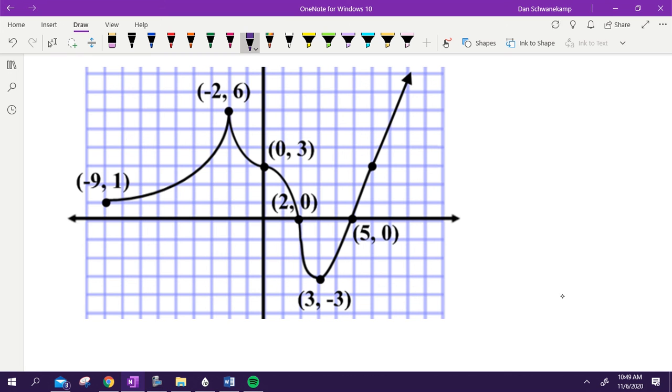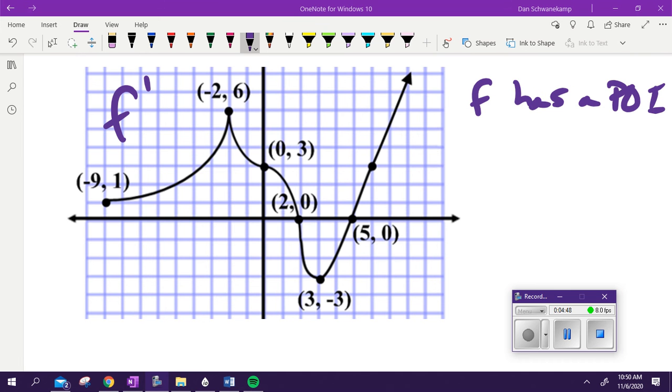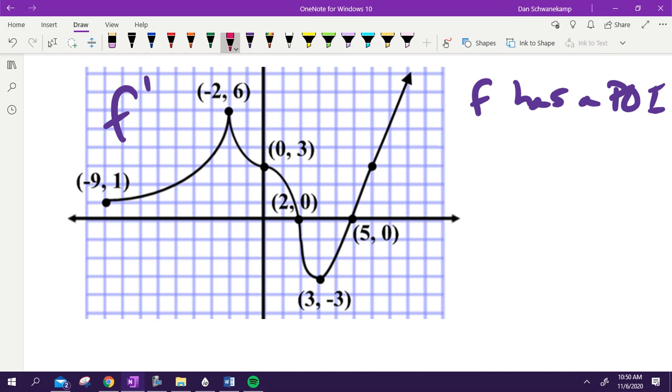This is the graph of f prime. Tell me where f has a POI. Justify it. Talk to each other. Go. Show me with your fingers. How many points of inflection does this graph have?